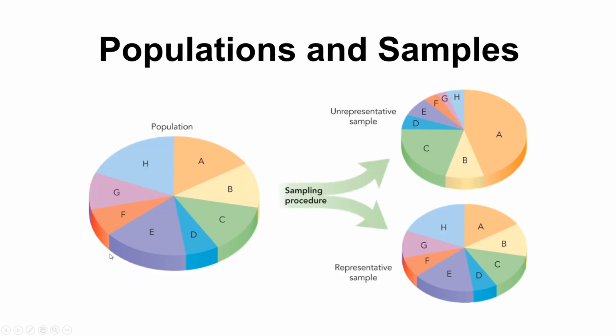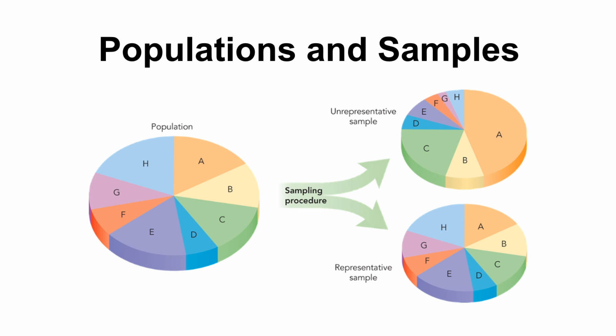And for those who prefer visuals, we have a representative sample where this is our population overall. So maybe this is all humans. And they have these different categories that they fall under, A through H. And we have some kind of sampling procedure. Maybe it's random, maybe it's convenience sampling. If we have some kind of random sampling, we should end up with a representative sample. And you'll notice that the proportions of these different groups is fairly similar, if not identical, to that of the original population. Our sample does a good job representing the population as a whole.